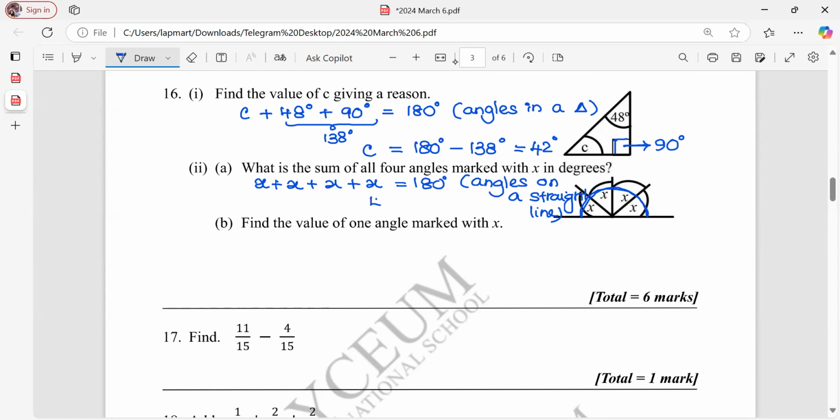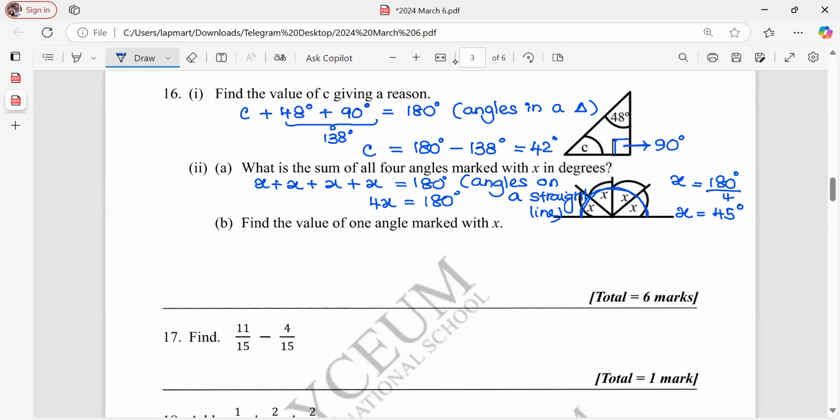So that is 4x is equal to 180. So then the x is equal to 180 degrees divided by 4, right? So then you can find the x value straight away. 180 divided by 4, it gives me 45 degrees. Right. Find the value.